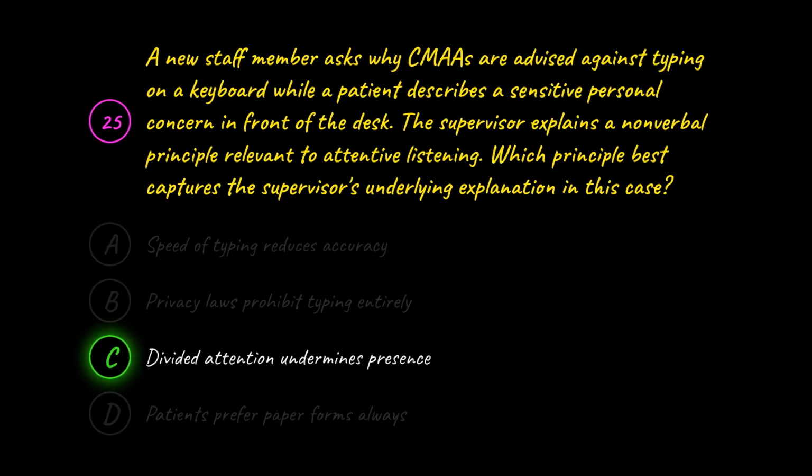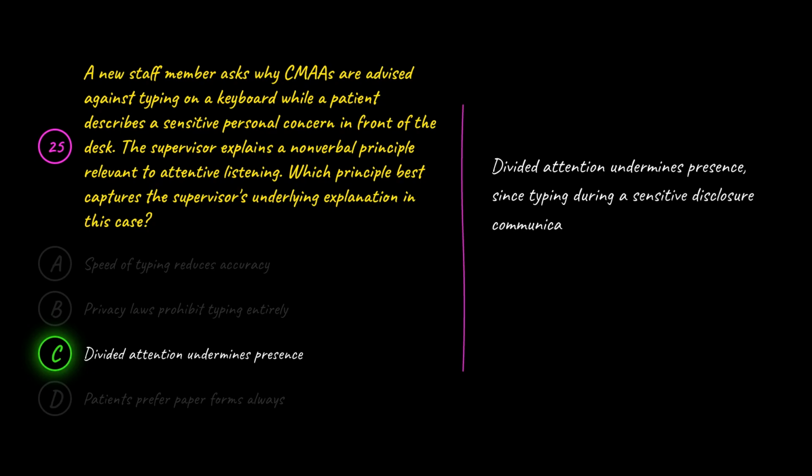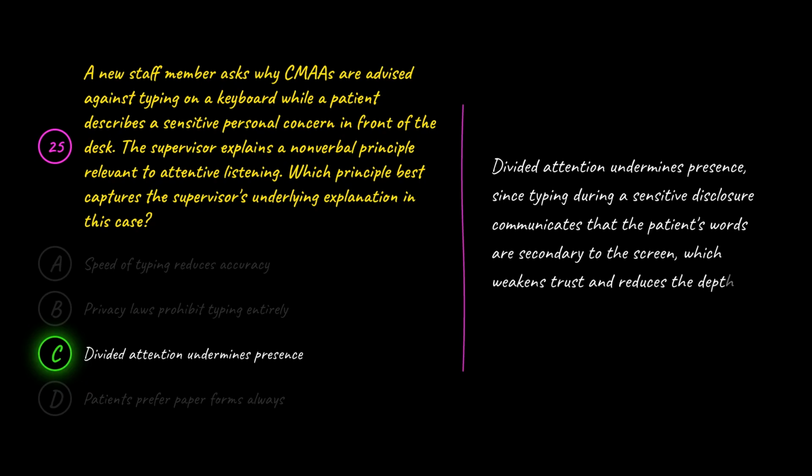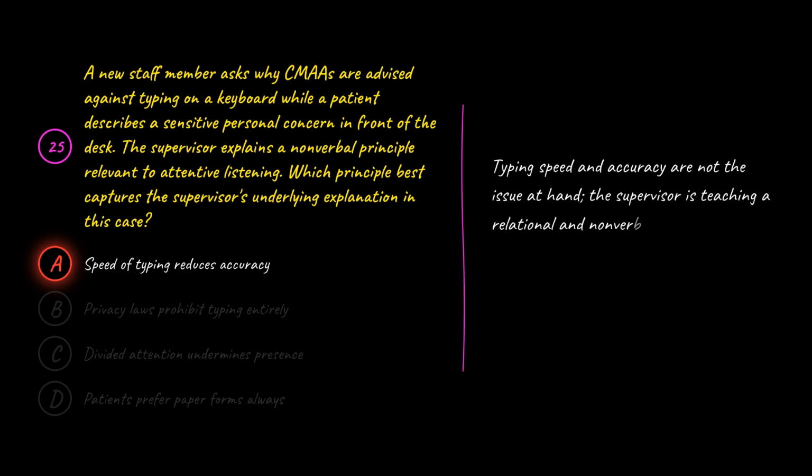The correct answer is C. Divided attention undermines presence. C is correct because divided attention undermines presence. Typing during a sensitive disclosure communicates that the patient's words are secondary to the screen, which weakens trust and reduces the depth of the exchange. A is wrong because typing speed and accuracy are not the issue at hand.